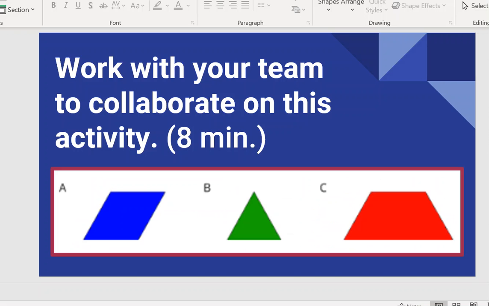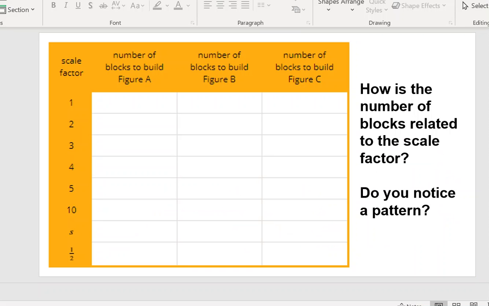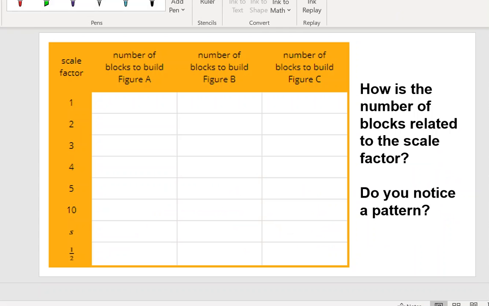So what you're going to do then is fill in that table at the bottom of your notes. We're trying to figure out how many blocks it would take to build figures A, B, and C. So remember, figure A was that rhombus. If the scale factor was 1, we know we're going to get the exact same thing. So it would only take 1 block to build that, whether I'm talking about the rhombus, the triangle, or the trapezoid.